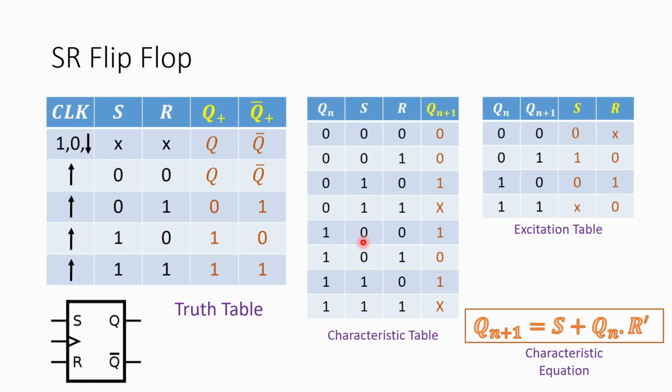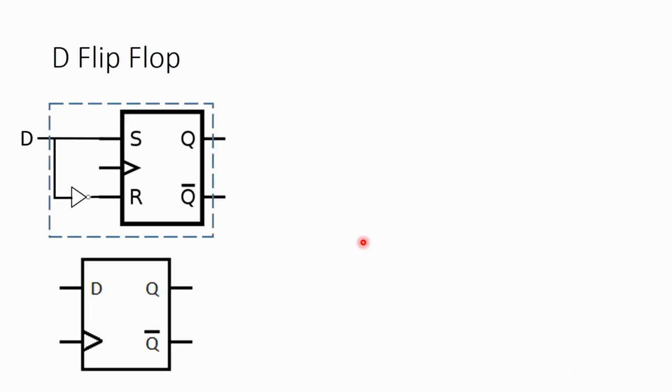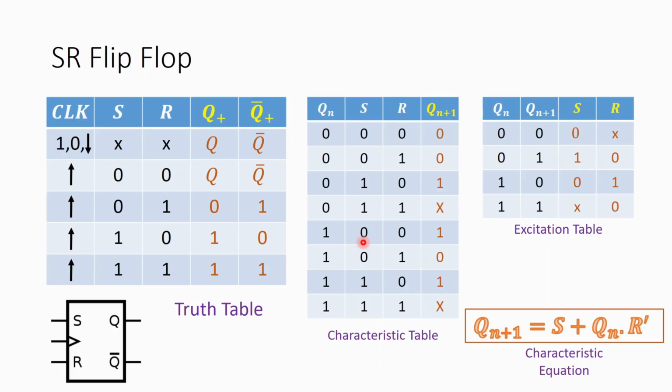So there is a characteristic table, excitation table and characteristic equation of a flip-flop, and these are the characteristic table, excitation table and the characteristic equation of the SR flip-flop. There are other flip-flops also one can make starting from the SR flip-flop. The SR flip-flop is the very basic, the very foundation of the various memory elements.